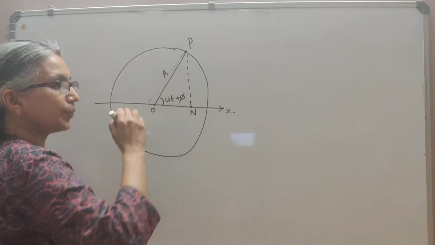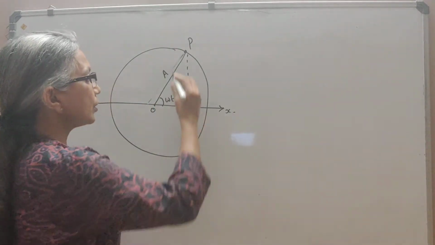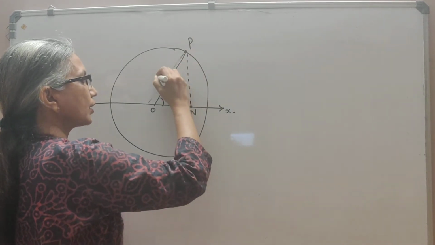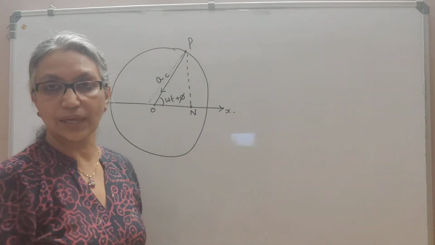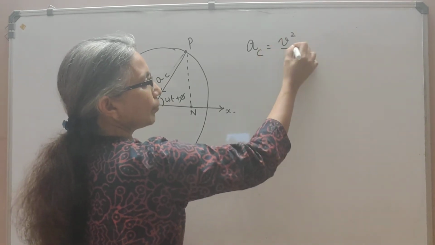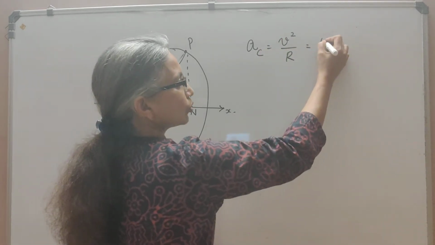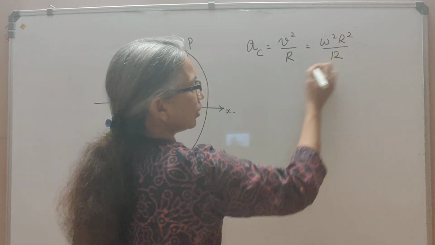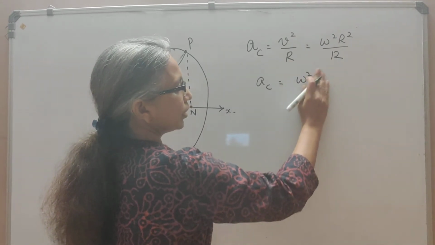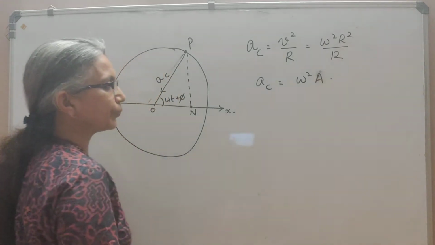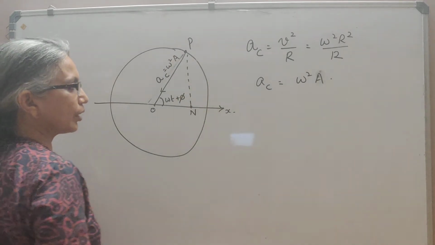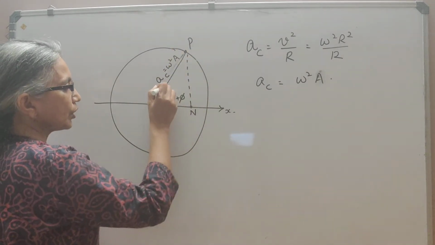Okay, now this particle P is under the action of a centripetal force, which is towards the center. So the acceleration is towards the center, and that acceleration is what we call the centripetal acceleration, of which we have learned in motion in a plane, given by v square by r, which is also equal to omega square r square by r. So centripetal acceleration is omega square r, and in our case the radius is the amplitude, so omega square a. So this is equal to omega square a. So we may write the projection. Now I am going to project this onto this.